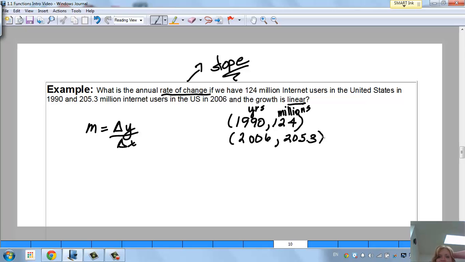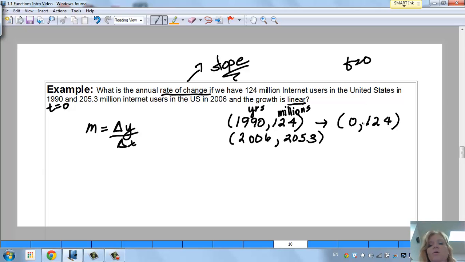A lot of times when we do word problems in calculus, we always find a starting point, because time keeps going. Time is a continuum. So a lot of times we use something where we're going to say t is 0, meaning at one time we're going to call this 0. So right here, 1990 is the first one we have. So I'm going to say here, time is 0 here. So we're just going to call this 0. So I can actually change this point here, for simplicity's sake, to the 0, 124. So the 0 stands for 1990. I'm not saying it doesn't, but we're going to call that 0.